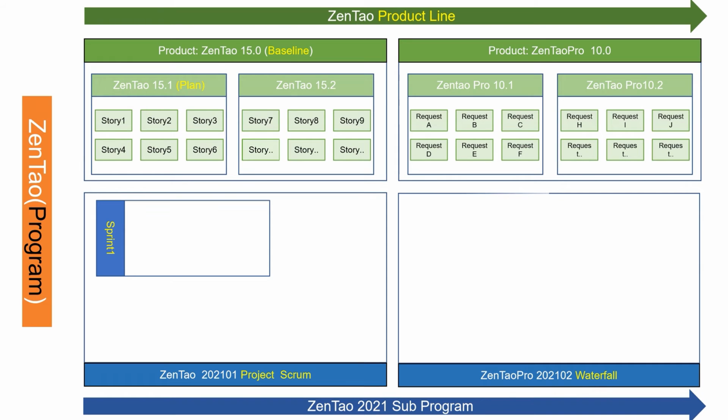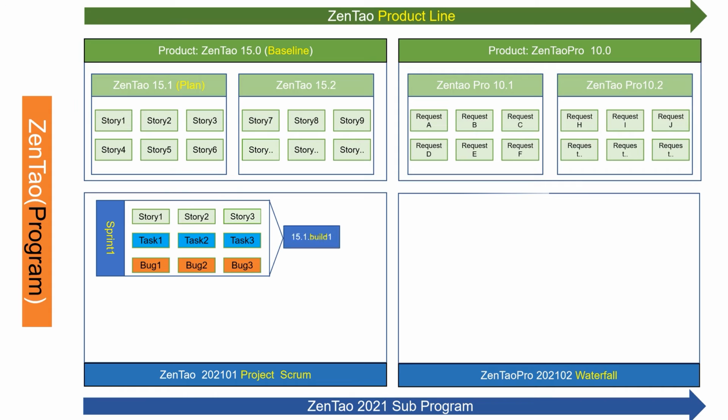in Scrum. Sprint 1 links stories from its plan and tasks decomposed. Meanwhile, this sprint will also solve the bugs of the previous sprint and bugs of this sprint. After the end of this sprint, 15.1 build 1 is released. A build is not officially released, but for testing.